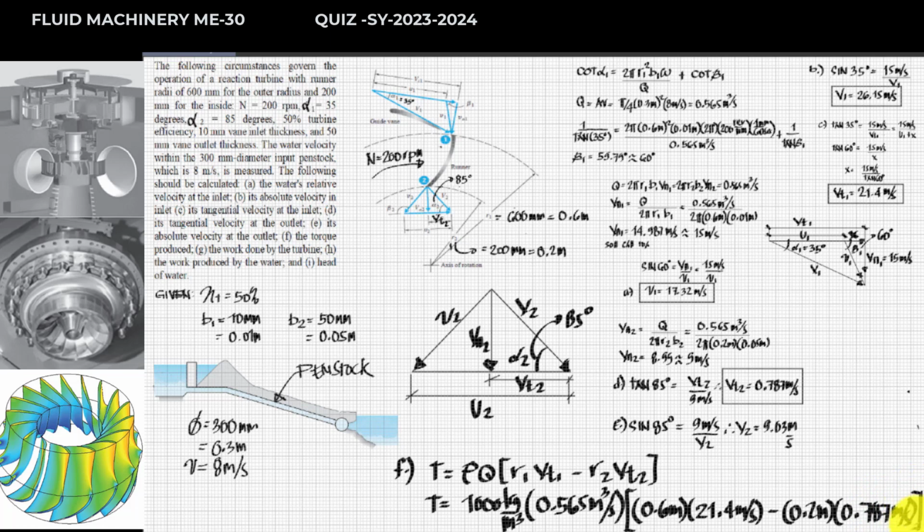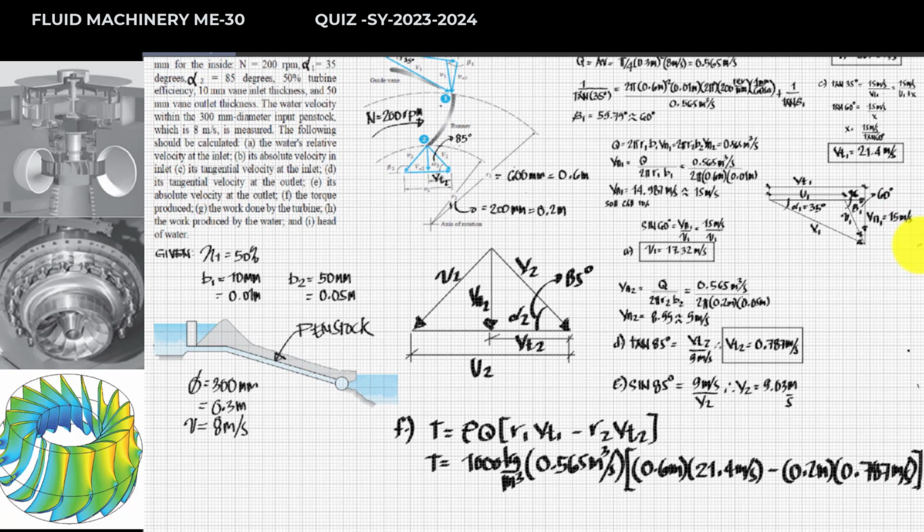Okay. So pressing my calculator, I am able to get the value that my torque is equal to 7,165.666, or it can be 0.7.